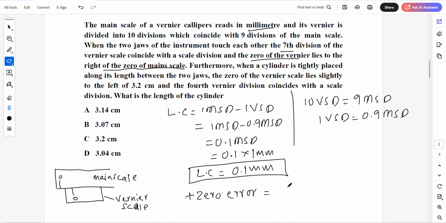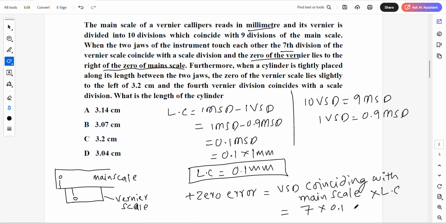That is, formula is VSD coinciding with main scale into least count. How much is the VSD coinciding with the main scale? 7th division, that is 7 into how much least count? 0.1. That is equal to plus 0.7 mm.